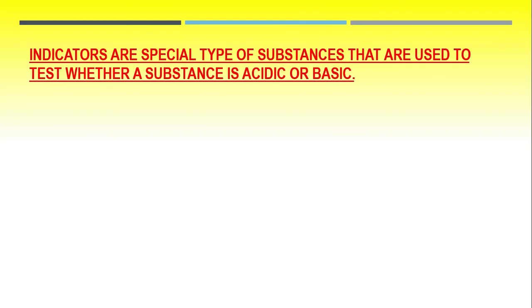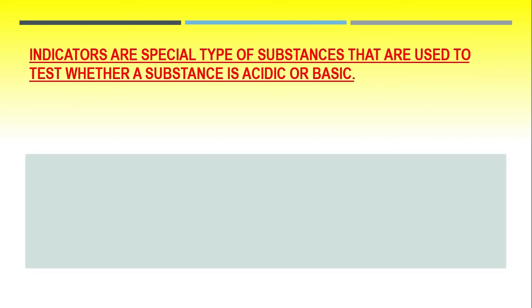Now what is an indicator? Indicators are very special types of substances that are used to test whether a substance is acid or basic. And how can we tell? How can an indicator tell us that a substance is acidic or base?